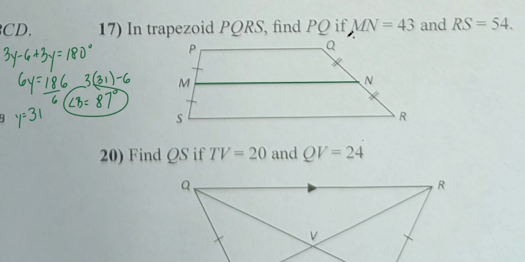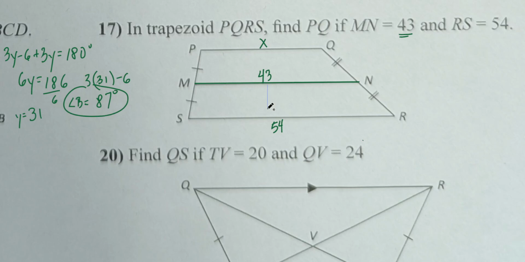So let's see what they give you. They tell you the thing in the middle, that MN is 43. And they tell you RS, this bottom one, is 54. And they want you to find PQ. We'll just call it X just to make it easy. There's a couple ways you could approach this. I'm going to show you the quickest, easiest way, I think. Remember, this is in the middle of these two, isn't it? So it's the same distance from here as it is to here.